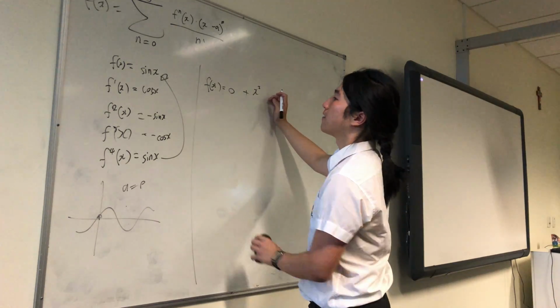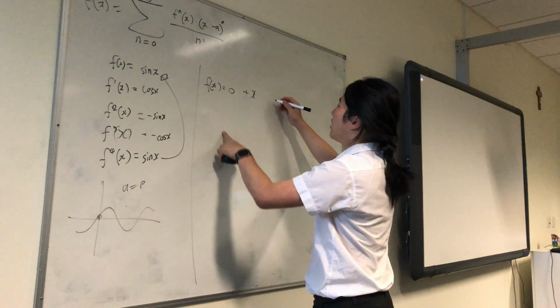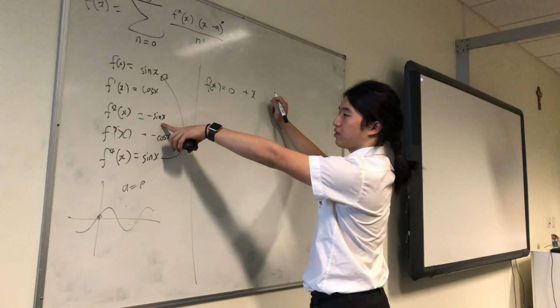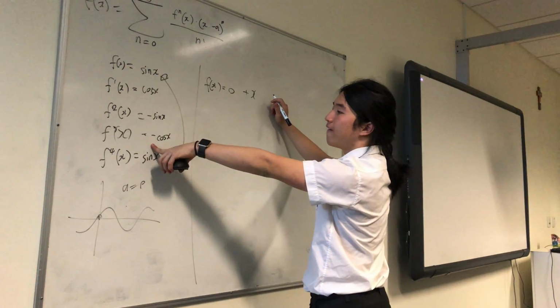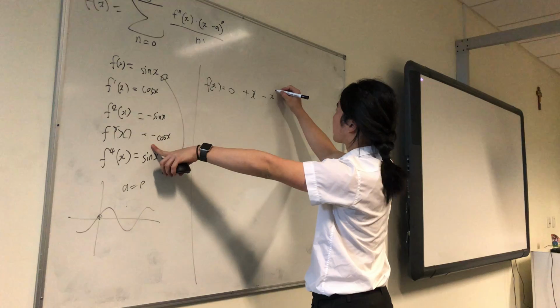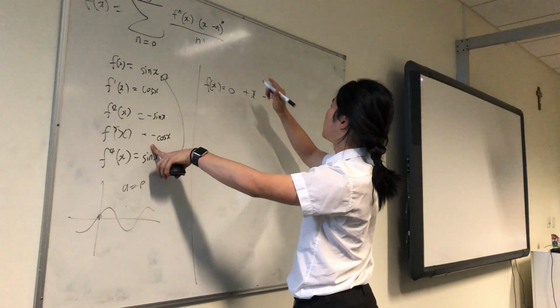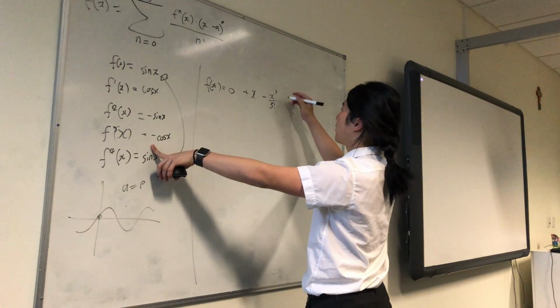Oh, is it? No, it's not. That's the first derivative, so that's just x. Yep, and then plus the second derivative, so sine x goes to 0, so forget about it. And then that becomes a minus, because that's the third derivative, so now we have to do x to the power of 3 over 3 factorial.